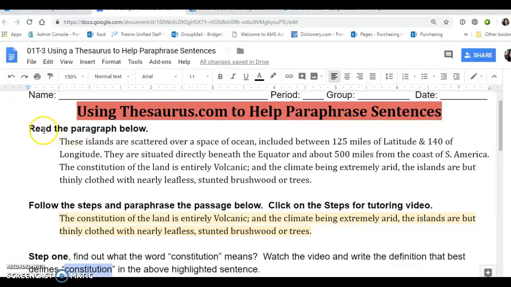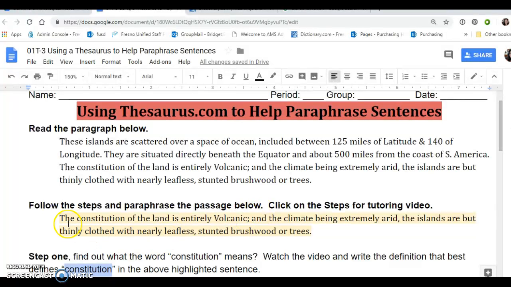Okay, by now you should have read this section and you should have read this section. If you have not read these two sections, then pause the video now and read those sections and then come back and then we'll continue. So go ahead and pause and then continue if you have not. All right. I'm just going to start right here, follow the steps and paraphrase the passage below.